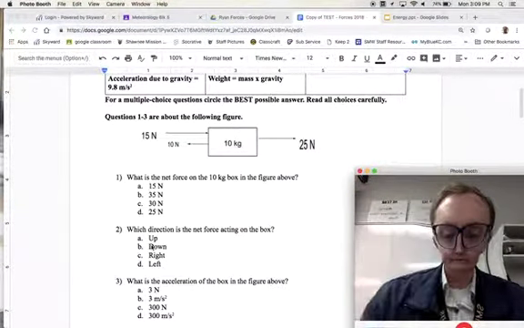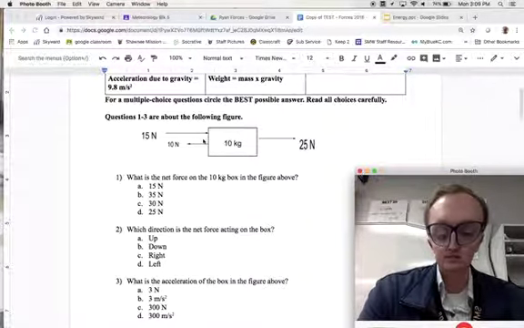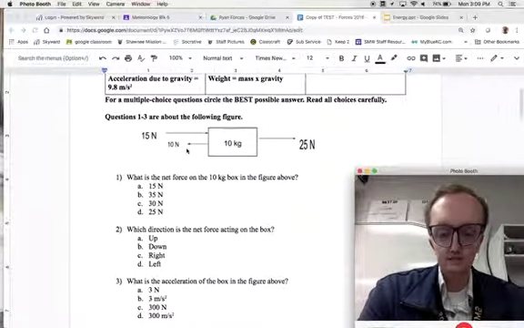Question number 2, which direction is the net force acting on the box? Well, since 40 was to the right and only 10 to the left, that net force of 30 that's left over is to the right. And the answer to that one is C as well.